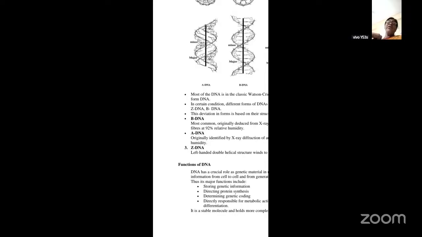So with this, we have finished what DNA is, the structure of DNA, properties of DNA, different types of DNA, as well as the functions of DNA. Now we will go to another chapter.